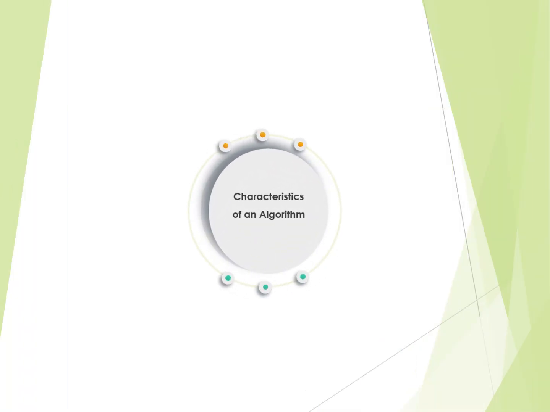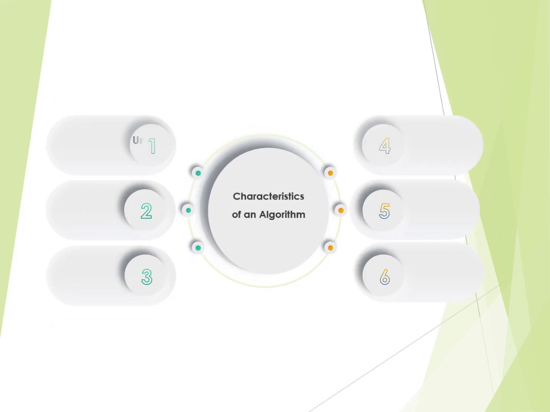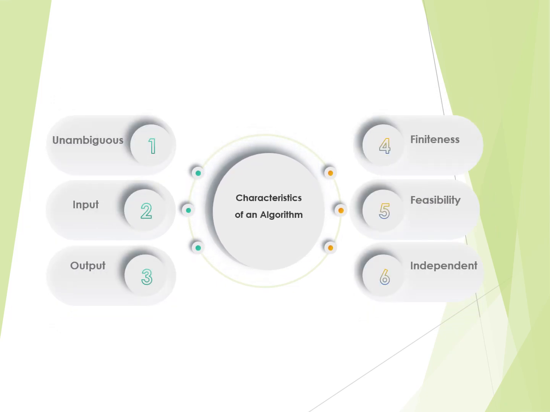After that, we highlight the characteristics of an algorithm. The key points are: unambiguous, each step must be clear and precise. For the input, an algorithm requires defined input to process. For the output, it must produce at least one result. For finiteness, the algorithm must terminate after a finite number of steps. For feasibility, every step should be executable with available resources. And independent, it should be adaptable to different programming languages and environments.